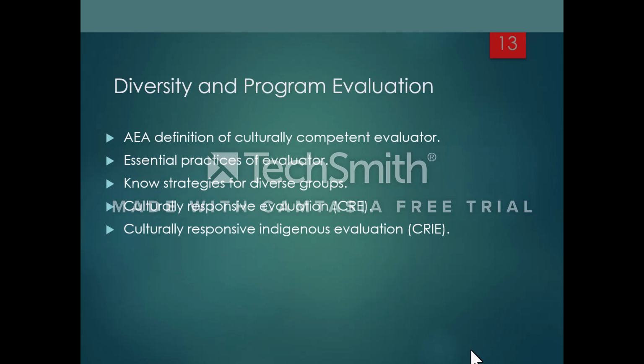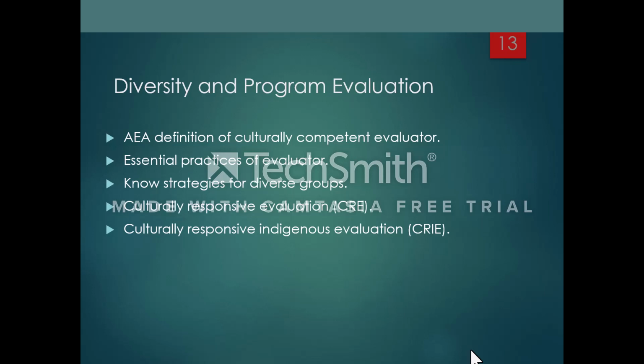When it comes to diversity and program evaluation, the American Evaluation Association's definition of a culturally competent evaluator is one who is prepared to engage with diverse segments of communities to include cultural and contextual dimensions important to the evaluation and respects the culture represented in the evaluation throughout the process. So this is consistent with competency 2, which is to engage diversity and difference in practice.